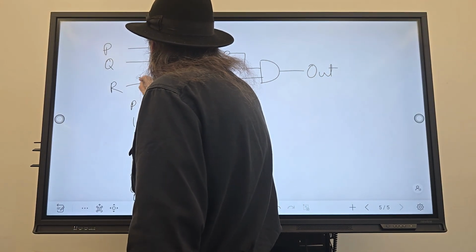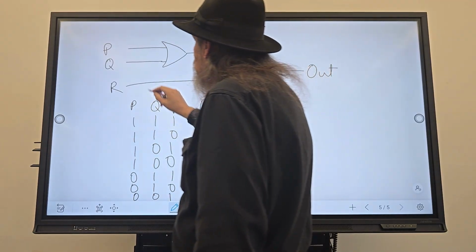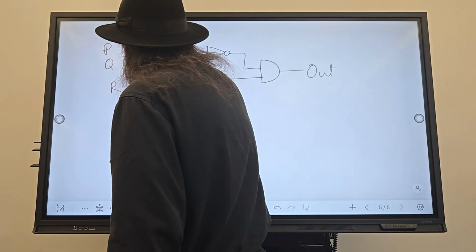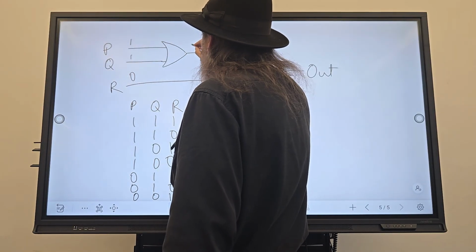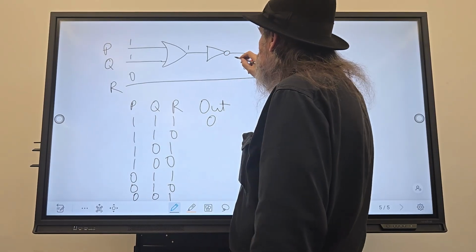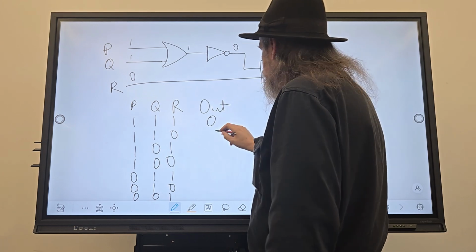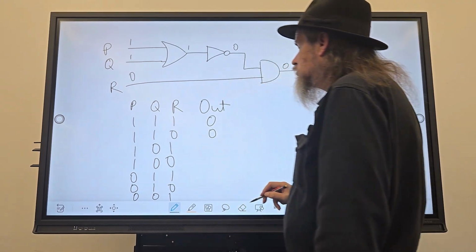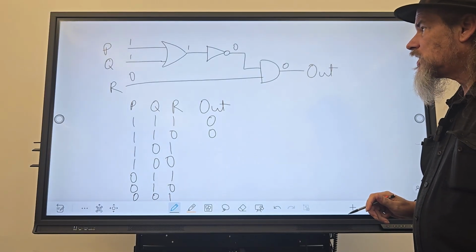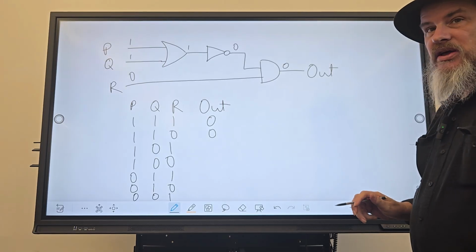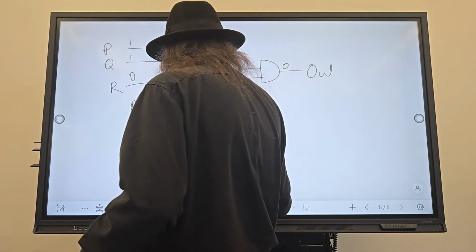Then you go through your next one. 1 1 0. 1 OR 1 is going to be 1. Inverted is going to be 0. 0 and 0 is going to be 0. Yeah, see how that works? 1 0 1.